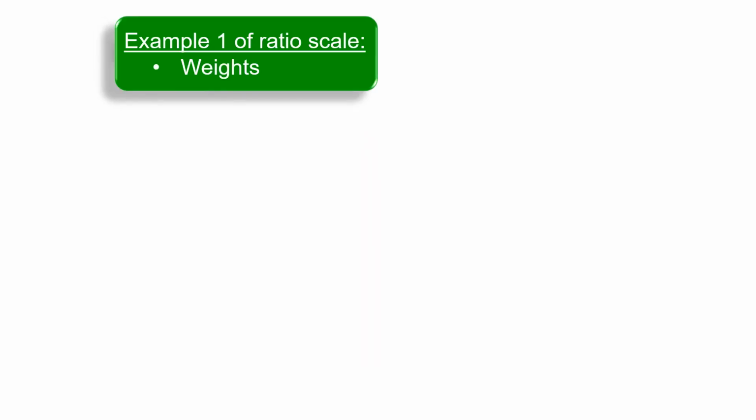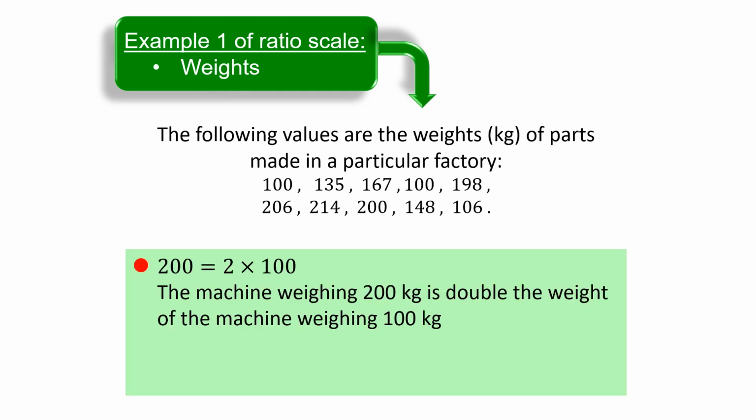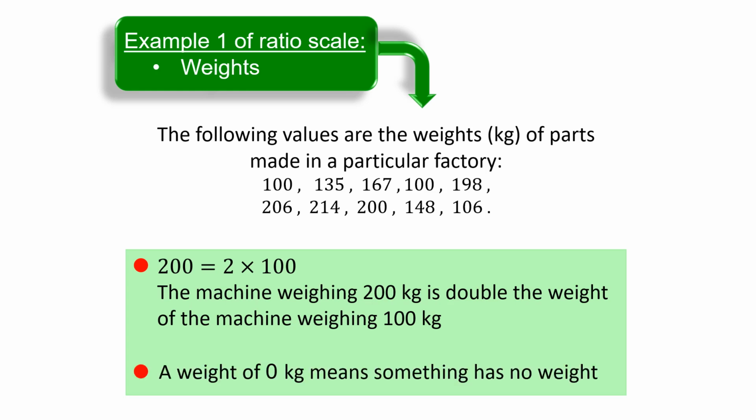So here's an example, one of weights. The following values are weights in kilograms of parts made in a particular factory. Of course, the machine weighing 200 kg is double the weight of the machine weighing 100 kg. That makes perfect sense. And of course, a weight of 0 kg means something has no weight at all. So 0 here means something else, different from what we saw in the interval scale examples.